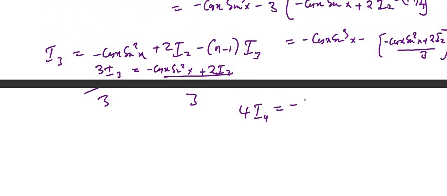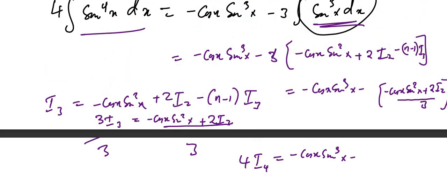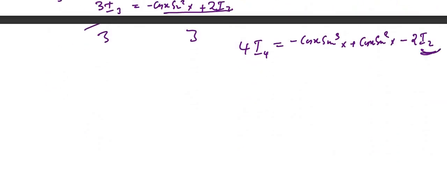This is negative cos x sine^3 x minus, now there's a 3 that was waiting outside, this 3 can cancel with that 3, leaving us with a positive cos x sine squared x minus 2 I_2. Again, you break it down using I_2. So our problem is that we shouldn't have any I on the right hand side by the time we're done solving. Your final answer for the whole thing, the reduction formula, is going to be repeating itself over and over again.